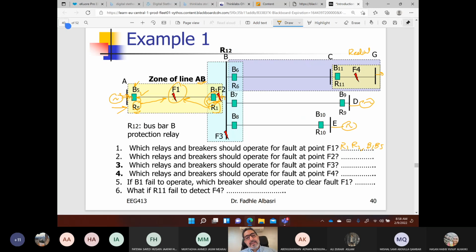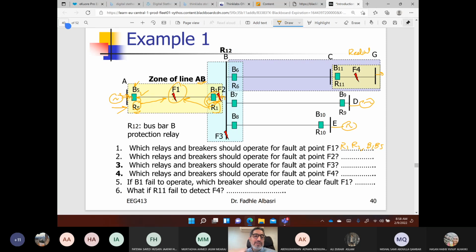So in this case, can we consider this selective? Yes, because we disconnect only the faulty equipment, which is the transmission line. This is selective. Is it fast? I don't know, and I didn't give you any timing. Is this considered reliable action? Yes, it is reliable action. Then these two relays were supposed to operate and operate correctly.